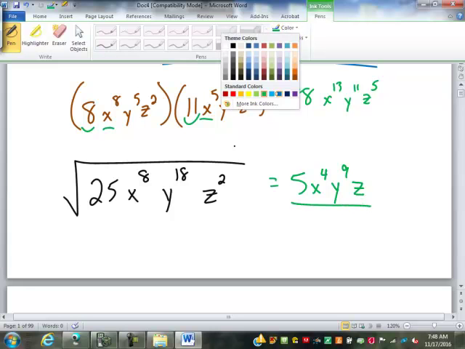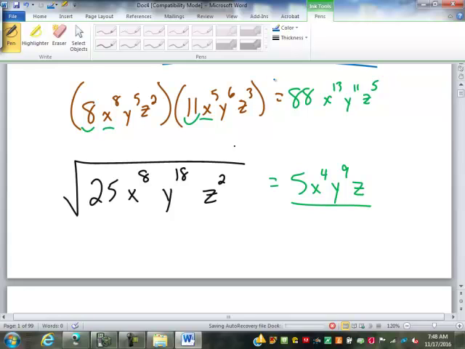Did I show you guys that a square root and a power of 1/2 are the same? Okay, we did go through that. And that's exactly why those powers are divided by 2. It's because you're taking x to the 8th. The square root of x to the 8th is really x to the 8th to the power 1/2. So you're doing 8 times 1/2, you get the 4.